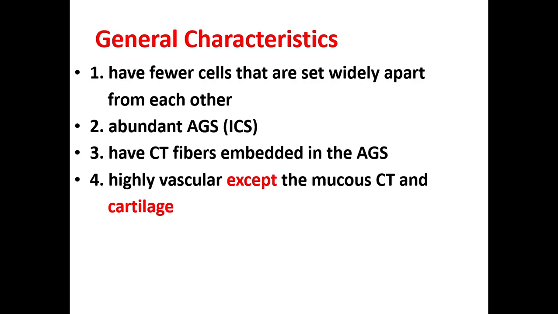One, the connective tissue have fewer cells that are set widely apart from each other. They have an abundant amorphous ground substance or intercellular substance, and the connective tissue fibers are embedded in the AGS, or in the amorphous ground substance. And take note for number 4, the connective tissue proper are highly vascularized except the mucous connective tissue and cartilage.